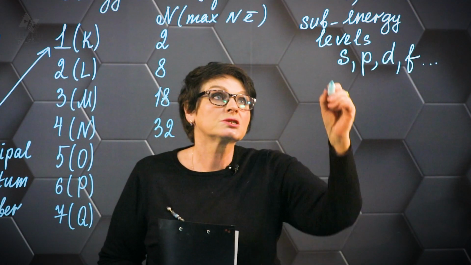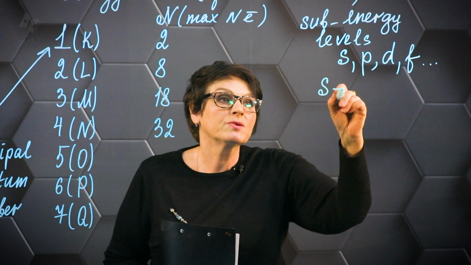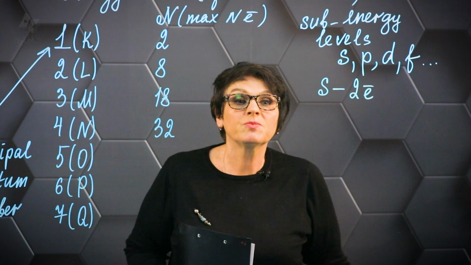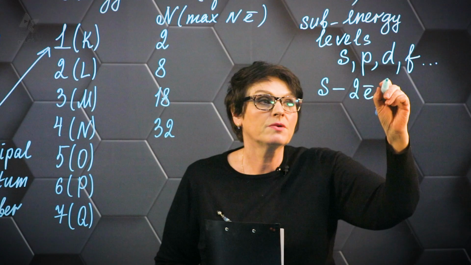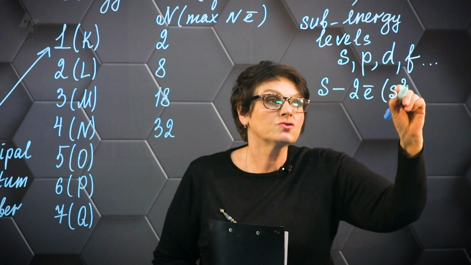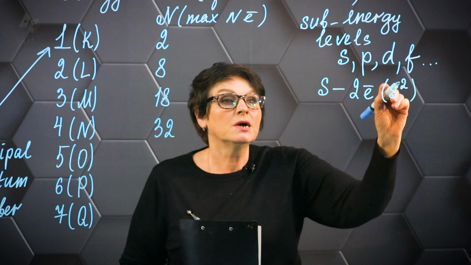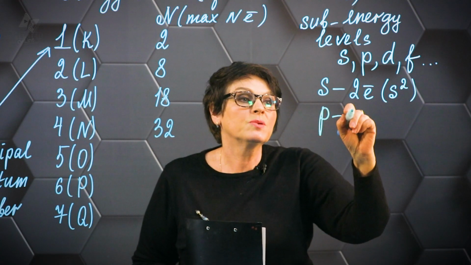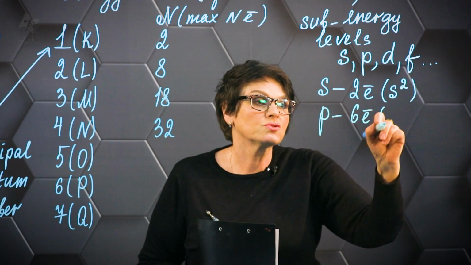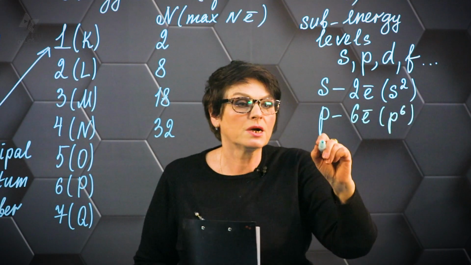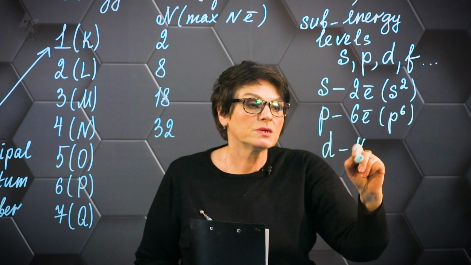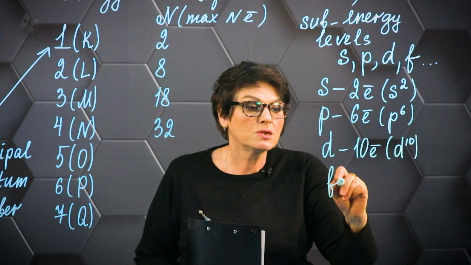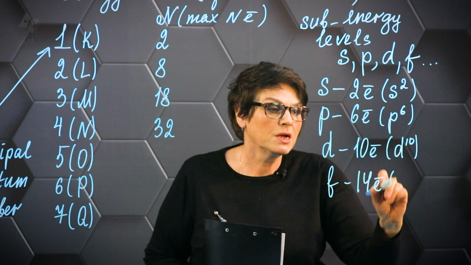Then a certain number of electrons is also placed on each of the sublevels. For example, only 2 electrons can be placed on S sublevels. This is written down with the notation S squared like this, but read S2. Then on the P sublevels, the maximum number is 6. It's written like this. The D sublevels are 10. And on the F sublevels, it's 14. And this is also written as follows.